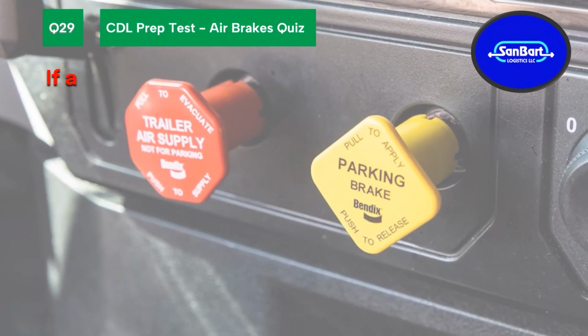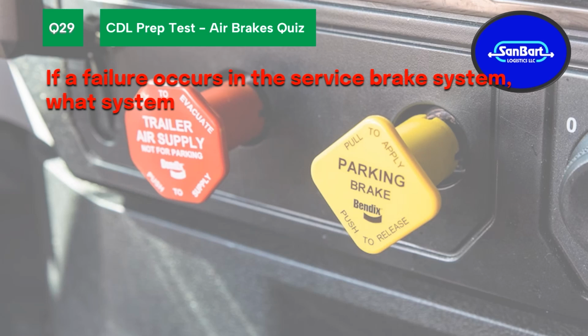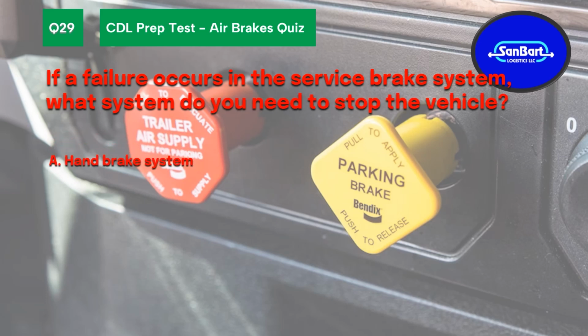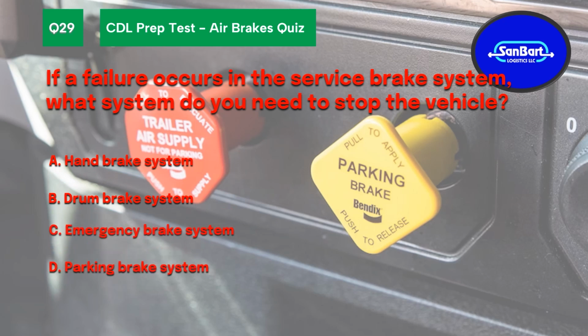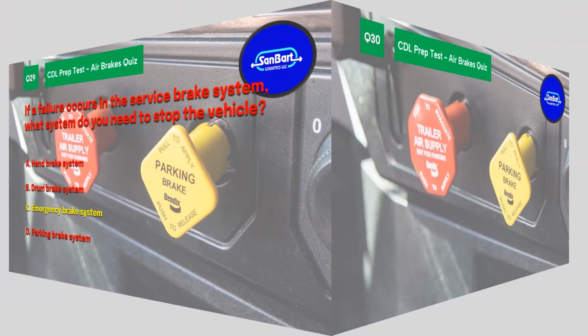Question 29. If a failure occurs in the service brake system, what system do you need to stop the vehicle? A. Hand brake system. B. Drum brake system. C. Emergency brake system. D. Parking brake system. The correct answer is C. Emergency brake system. Question 30.